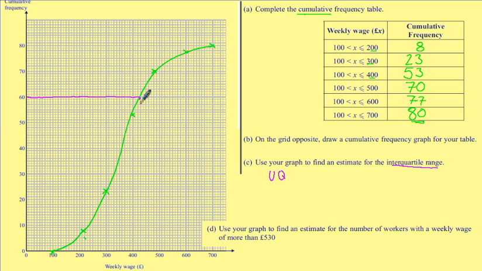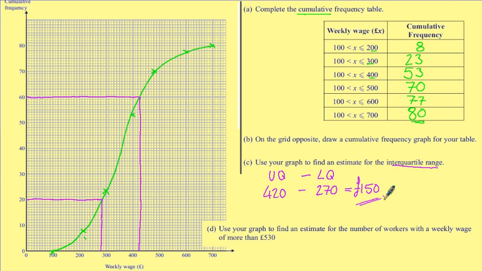And if I read down from 60, I end up here at 410, 420. Now I need my lower quartile. A quarter of 80 is 20. Read across to my graph, and then down, and that looks like about 270. £420, take away 270, leaves me with, I believe, 150. So the interquartile range is £150.